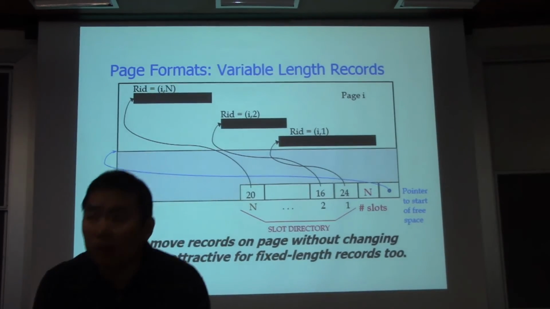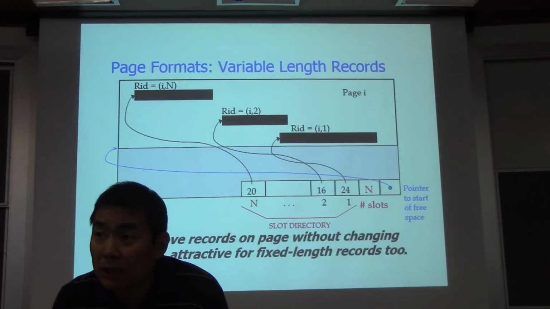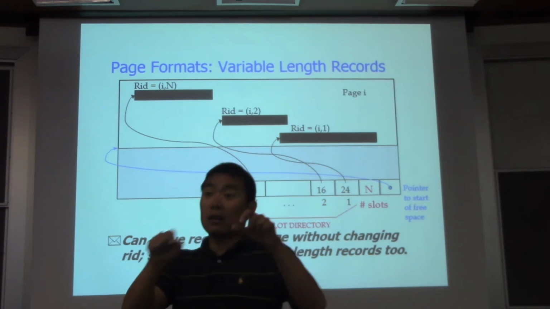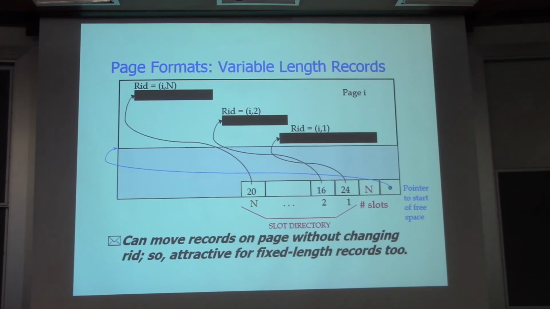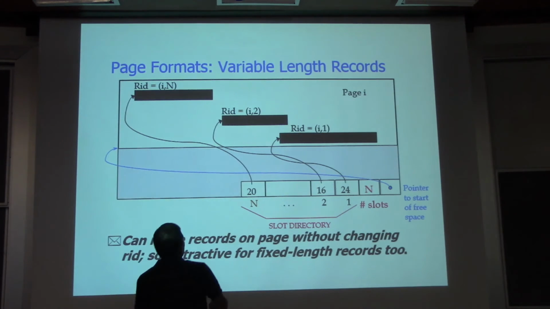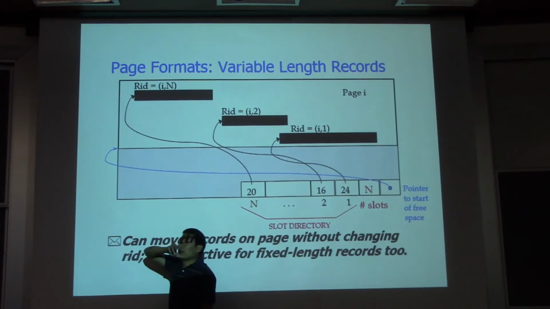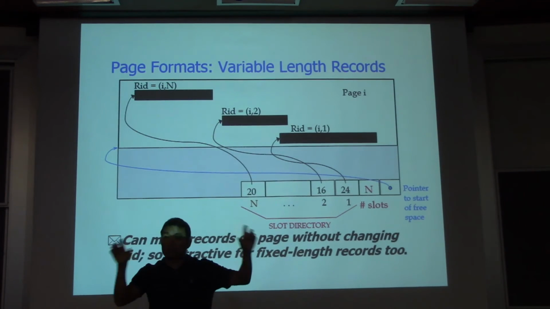Now, Charlie asked me, okay, what about insertion and deletion? Will that impact the record IDs? That's the next thing I'm going to talk about, insertion and deletion. First of all, insertion is easy. Right? Insertion is easy, right? What do you do? You allocate a slot, you take some space away from the free space and allocate that to your record.